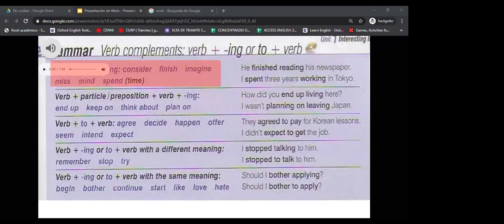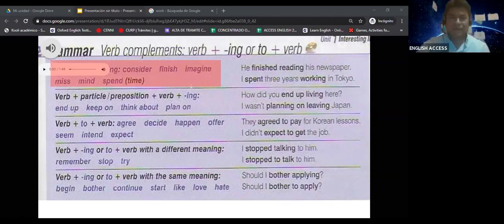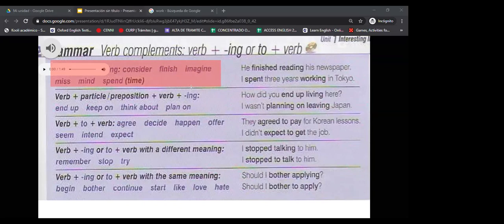In this class, we will see the difference to use ing or to in some verbs. In some cases, to use ing and to use to, we have different meaning in the expression. We need to practice with different verbs to learn the difference. That's all.